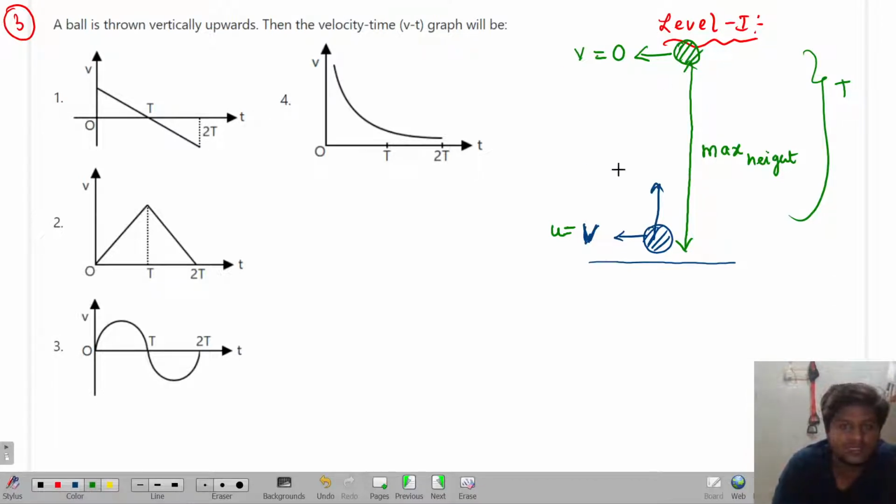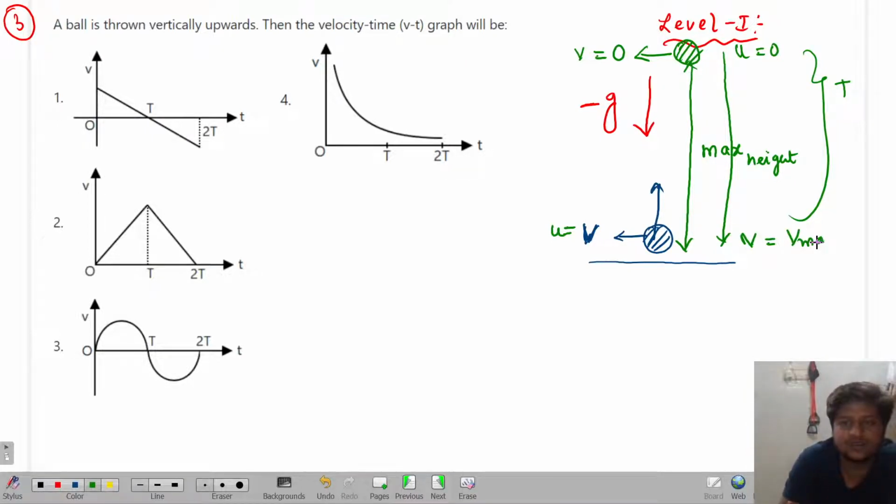What you observe over here is that this velocity is zero due to one factor: the acceleration of gravity is acting downward and has a constant value equal to minus g. But when the ball starts to come downward, its initial velocity is still zero, and in the downward path, within the same time frame, its final velocity becomes v max. Yes or no? It becomes v max, which is equal to the velocity with which you have thrown it. So in the downward path also, the acceleration remains the same, equal to minus g, acting downwards.